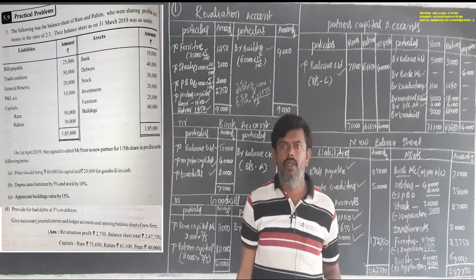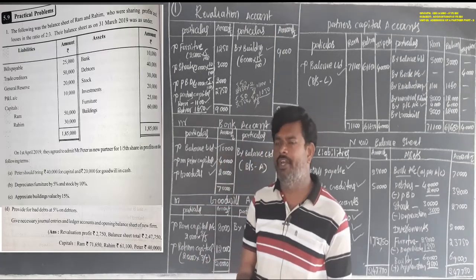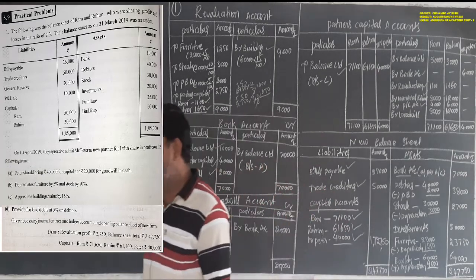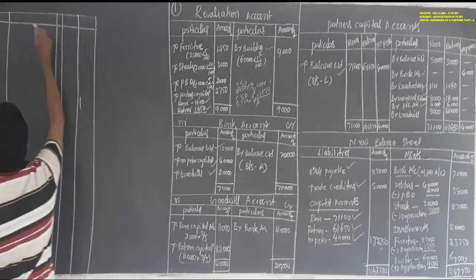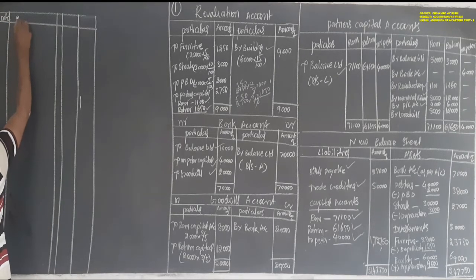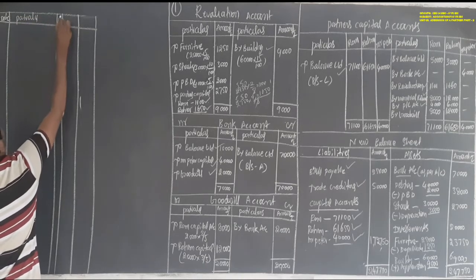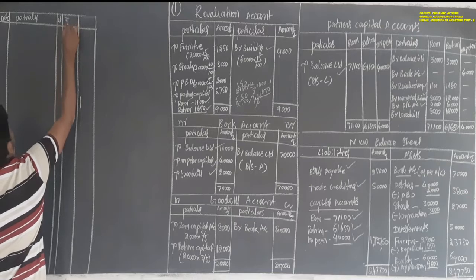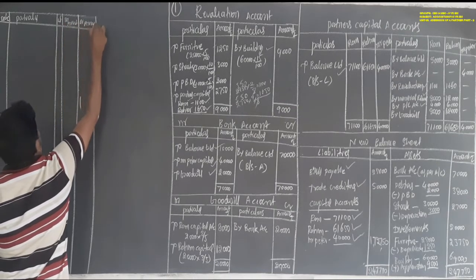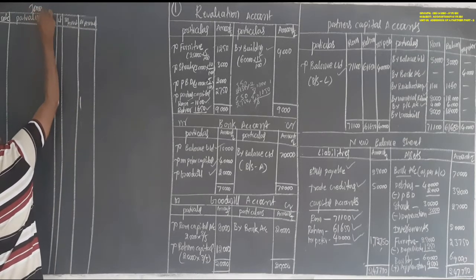Okay, come to the journal entries. How to pass the journal entries? First write the format for journal entries: date, particulars, LF number, debit amount, credit amount.